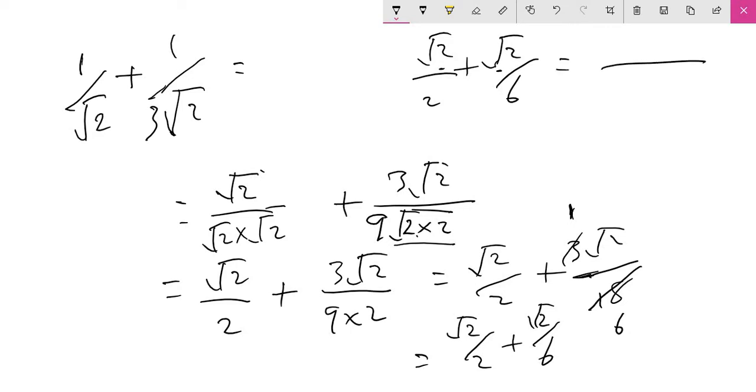Since the surd parts are the same, we can actually add these. So we can use LCM, which is 6. So 2 into 6 is 3 times. 3 times root 2 gives 3 root 2 plus 6 goes here 1. 1 times root 2 is root 2. And so we can clearly see that this can be added to this. Remember I said there's 1 here. So 3 plus 1 is 4. We have 4 root 2 divided by 6.